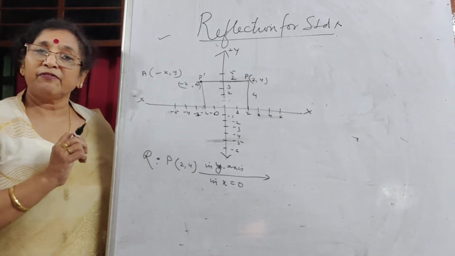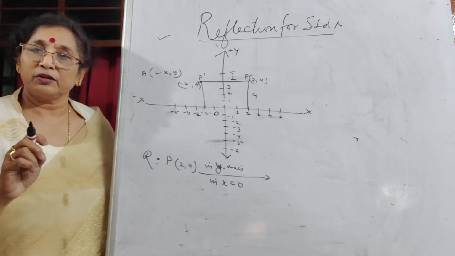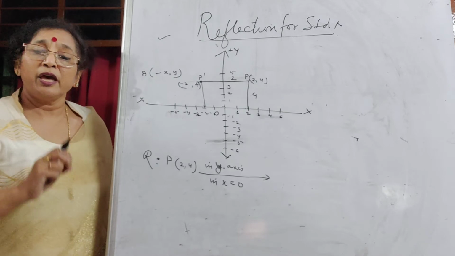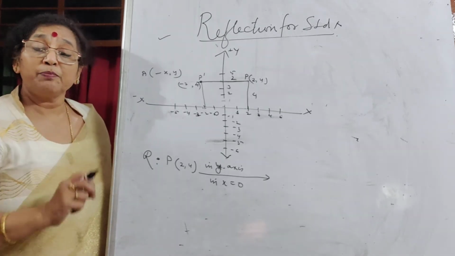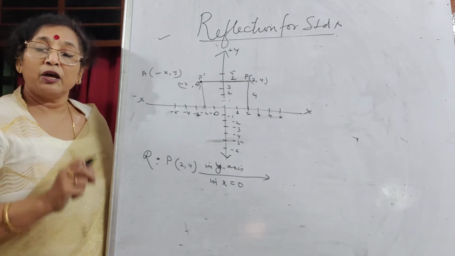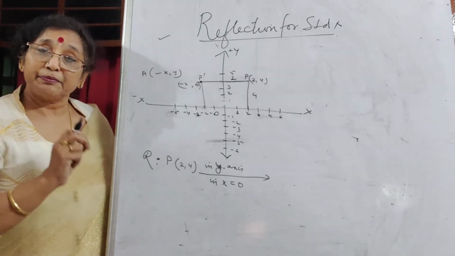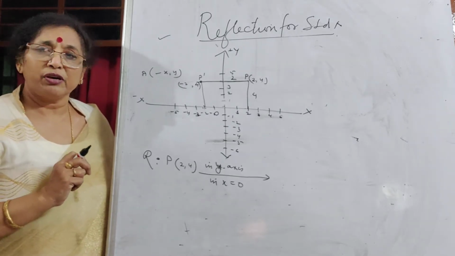Sometimes they say reflect a point (3, -1) in x equals 0. Instead of saying y-axis, I will say x equals 0. The equation of the y-axis is x equals 0 because all the points which lie on the y-axis will be of the form (0, y). That means the abscissa will be 0 and the ordinate will be any real number.